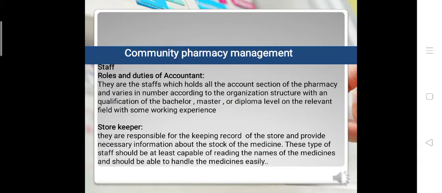Then we have staff. In staff we have an accountant. What is the role of the accountant? We all know he is just keeping all the records of the account section of the pharmacy. Okay. He or she has to be qualified, at bachelor, master or diploma level in a relevant field, with some working experience, so that she or he can keep a record of the account sections of that particular pharmacy store.